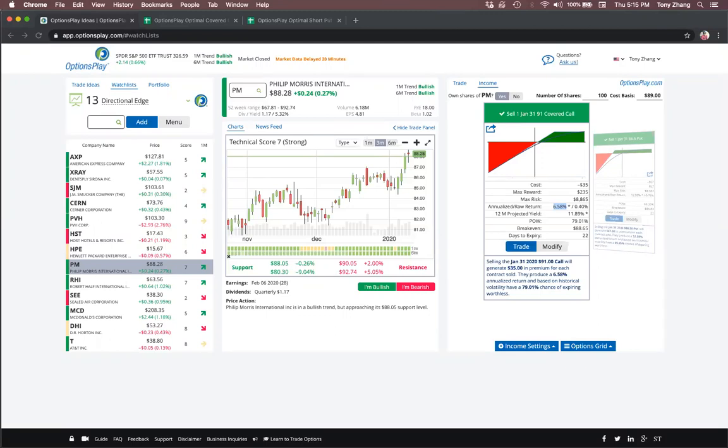Does the annualized return for the covered call include the dividend? No, but we have a 12-month projected yield down here, which does. So both statistics are there for you.